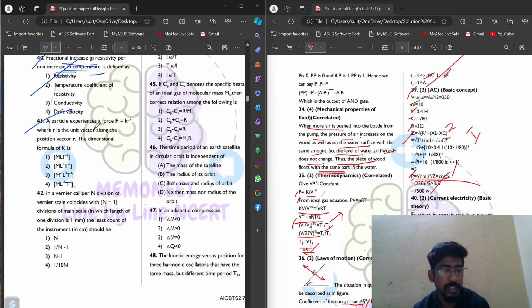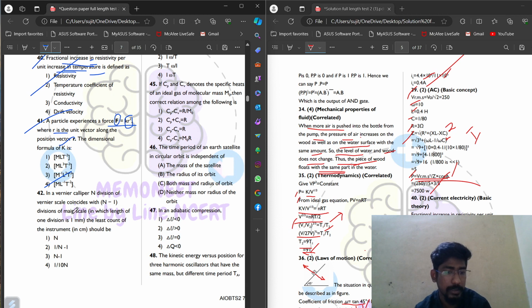A particle experiences a force F equals k r square r cap, where r cap is the unit vector along the position vector r, and we need the dimensional formula of k. I already told you in section 1 about the units and dimensions. The dimensions of the LHS and RHS will be equal. The dimension of force is M L T minus 2, and the dimension of r square is L square. Therefore the dimension of k will be M L T minus 2 divided by L square. That equals M L minus 1 T minus 2, which is the dimension of pressure or stress, right?